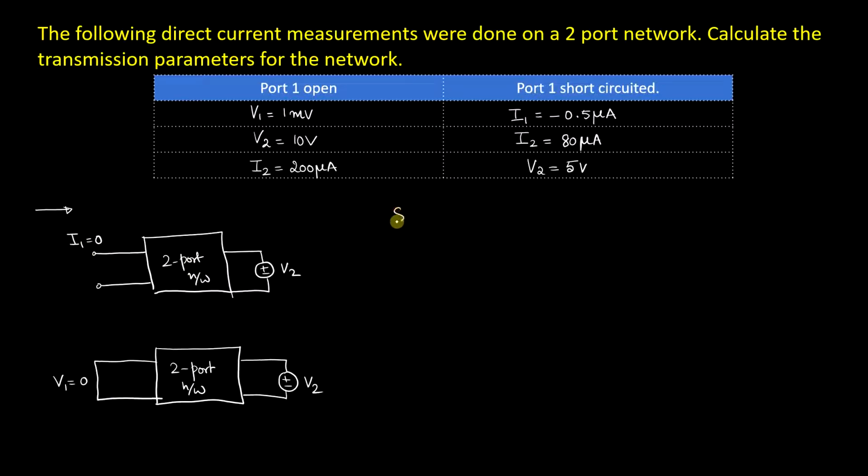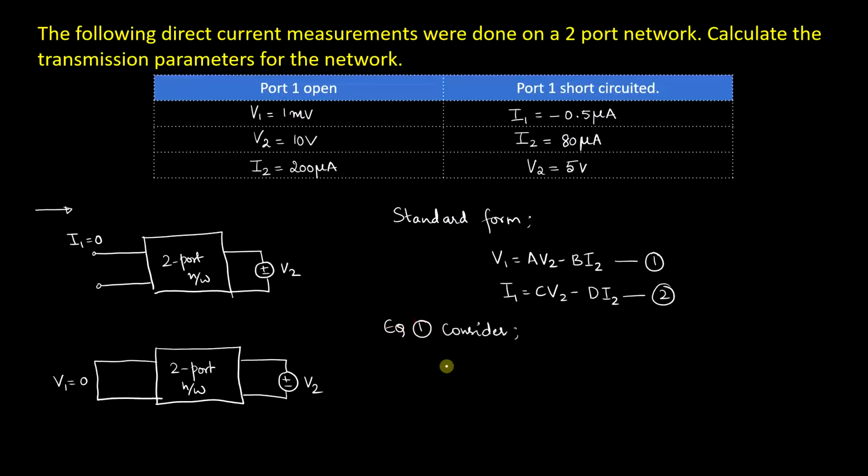So let me consider the standard form of the equation. I have V1 equal to A V2 minus B I2 and I1 equal to C V2 minus D I2. Let me name this as equation number 1 and this as equation number 2. Now let me consider the first case with port 1 open. So if I consider the equation 1 with I1 equal to 0, what will be the equation? It will be V1 equal to A V2 minus B I2.